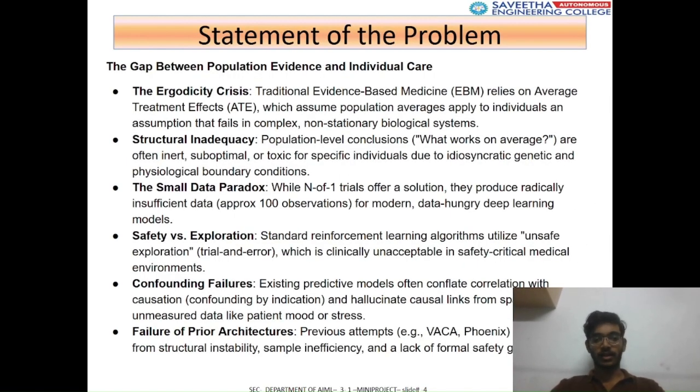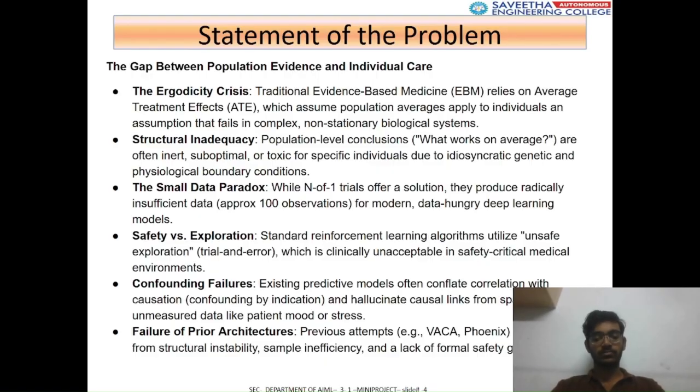So we bridge the gap between the evidence and individual care. Traditional evidence-based medicine relies on average treatment effects. As discussed earlier, the ergodicity crisis, also known as the average treatment effects, assumes that a medicine will work fine for an individual when it is tested on an average group. What if it's different for your case? That's the main problem we are addressing in our project. Population-level conclusions work for an average, but can they work for you? We'll be solving this small data paradox with the simplex architecture as explained before.